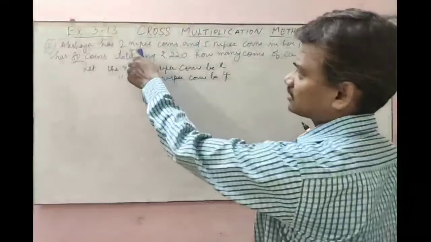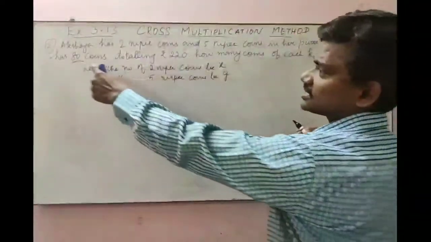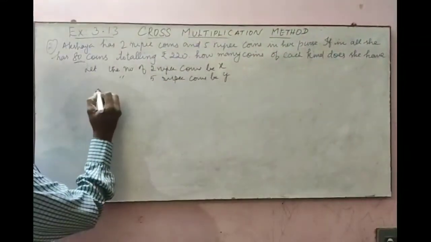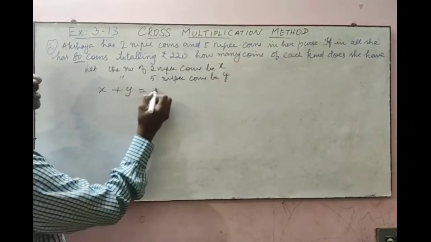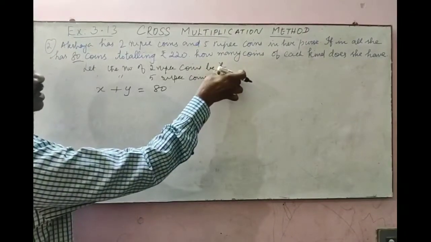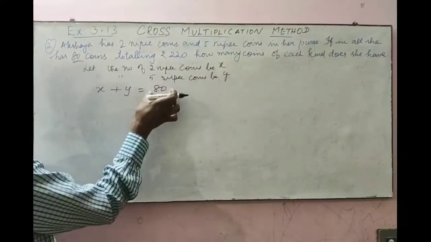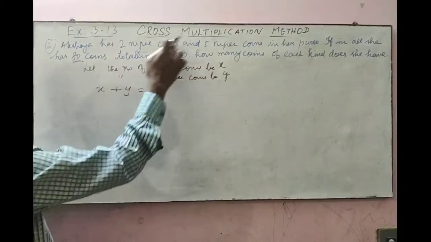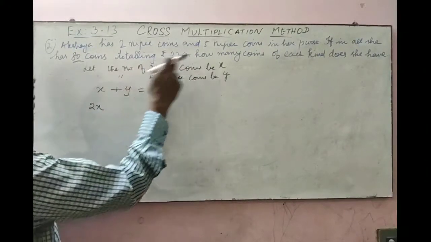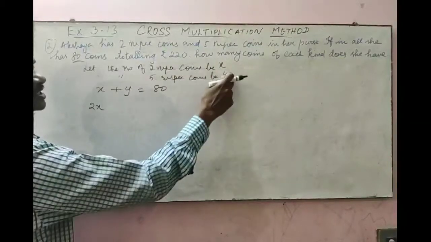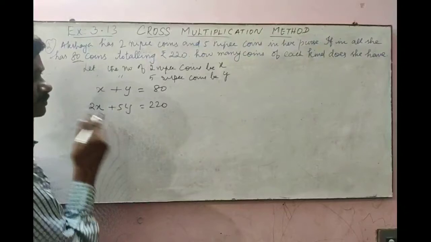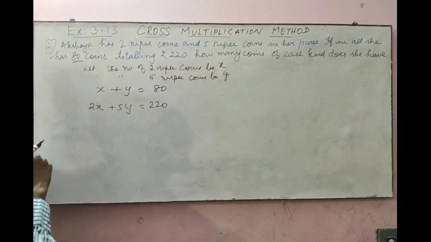In the first condition the total number of coins is 80. So using that condition I am going to frame the first equation, that is x plus y is equal to 80. So the total number of 2 rupee coins plus the total number of 5 rupee coins is 80. Then the amount is 220 rupees. So 2 rupees into x plus 5 rupees into y equal to 220 rupees. So this is the second equation.